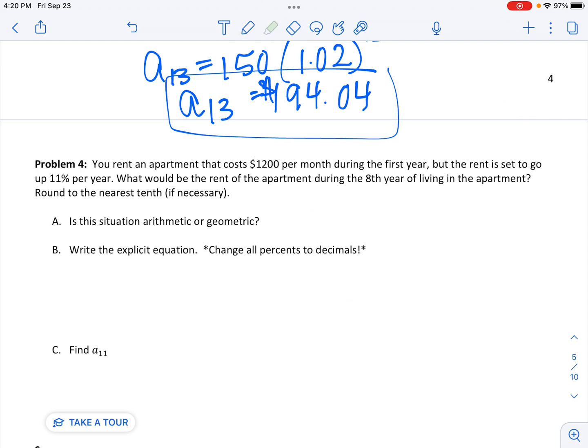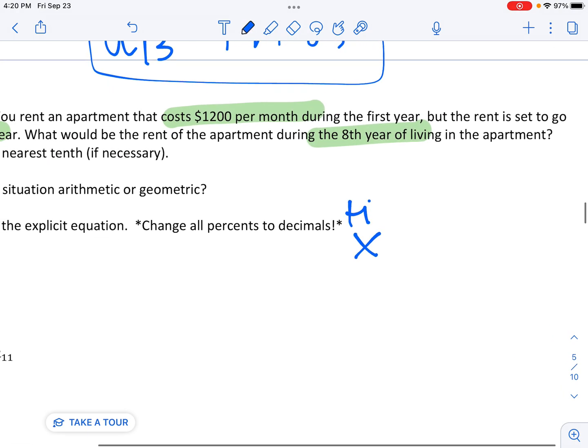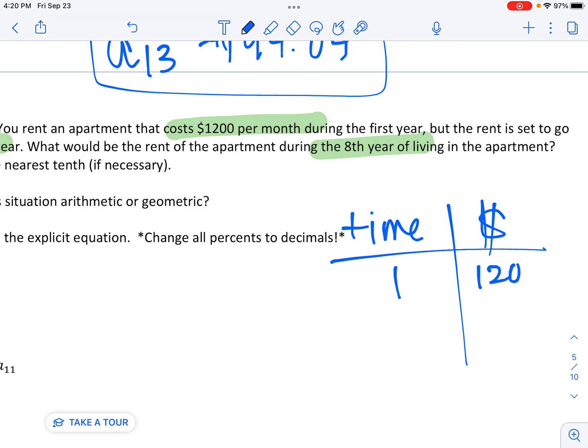All right, our last problem, you rent an apartment, it costs $1,200 per month for the first year, but the rent is set to go up 11% per year. If you stayed in that apartment, how much would it cost you per month that 8th year? Okay, so if you make our table, we have time. The X right there, I guess. And we have money. And so the first year the rent is $1,200.